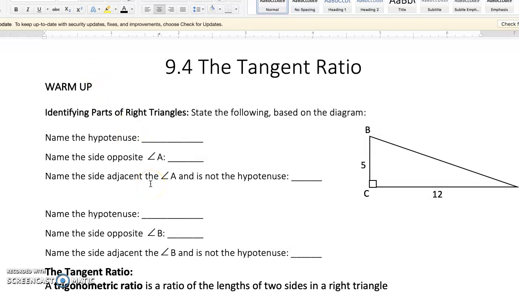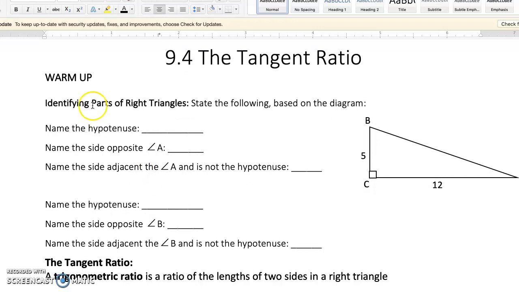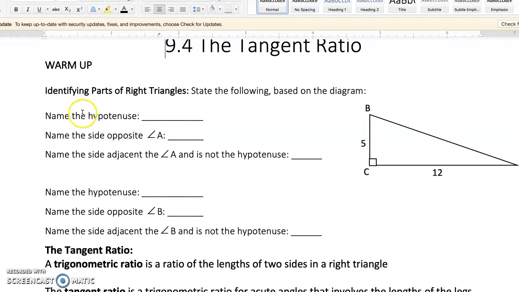To review before we continue onwards, I want to go over the different sides of a right triangle. So to begin, if I'm dealing with this triangle ABC on the right, I want to name the hypotenuse. Now the side for the hypotenuse is always across from the right angle. So in this case, that is side AB. And remember, when we write a side, we always put a bar across the top of the letters.